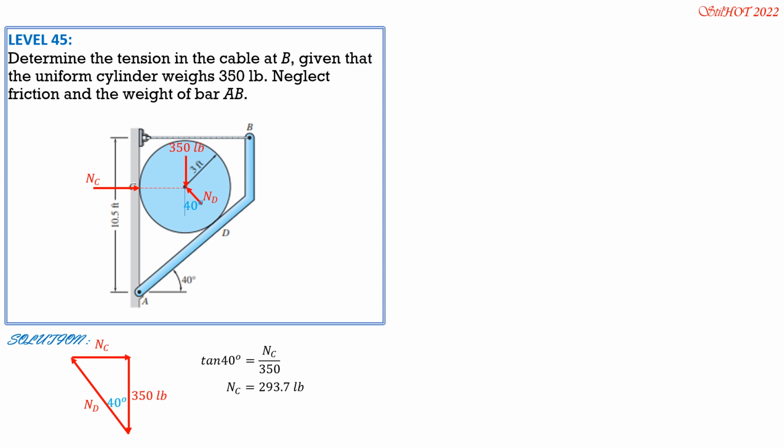Then we draw the free body diagram of this bar. Because we have to transmit ND here, we ignore the internal force, which is ND. Let's just consider NC and the applied force 350, the applied weight. So since this is 40 degrees, this angle is 50 degrees.